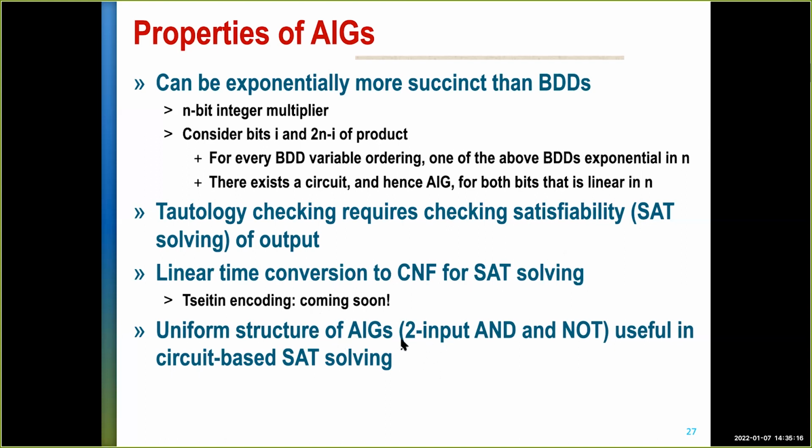And the fact that there is this very uniform structure, that I'm only talking about AND gates and inverters and nothing else, is also useful in a particular line of SAT solving called circuit-based SAT solving, where you try to identify circuit structures and whether the output of that circuit will be false, satisfiable or unsatisfiable. So there are these advantages.